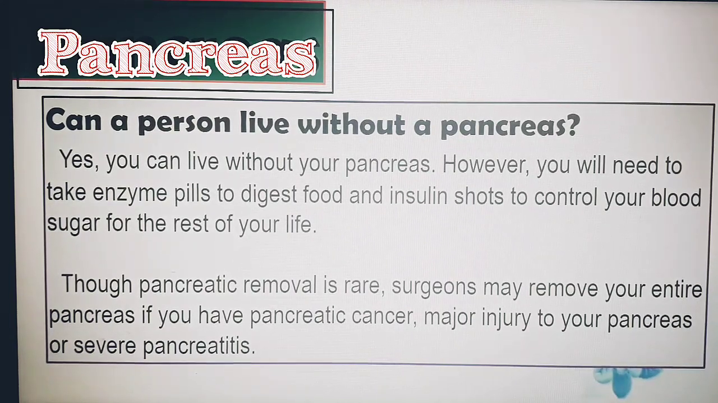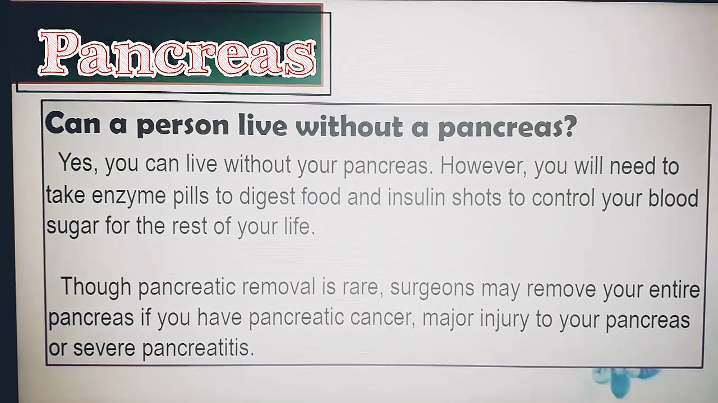However, you will need to take enzyme pills to digest food and insulin shots to control your blood sugar for the rest of your life. Though pancreatic removal is rare, surgeons may remove your entire pancreas if you have pancreatic cancer, major injury to your pancreas, or severe pancreatitis.